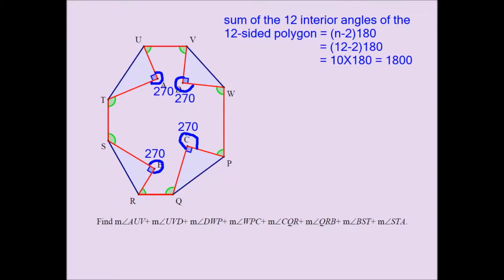Now, I do know the sum of the 4 angles. That's going to be 270 plus 270 plus 270 plus 270. So if this is the sum of the 12 interior angles, from that sum, if I subtract the sum of the 4 interior angles that I know, I can find the sum of the 8 interior angles that I'm looking for. So I'm going to do it right here.